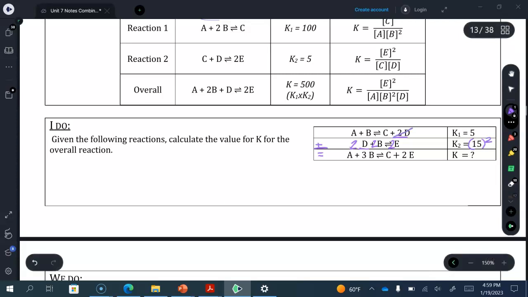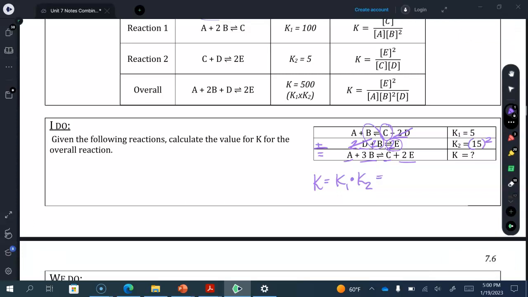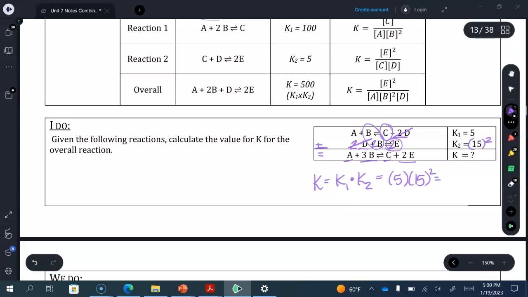So when I add these two together, the D cancels out, and I'm left with A plus 3B plus C plus 2E left over. So that tells me that I can combine the two K values. So my K overall has to equal K1 times K2. And my K2 has changed because I changed my mole ratio. So I'm going to take 5 times 15 squared. And I'm going to combine all of that, and I should get 1,125.